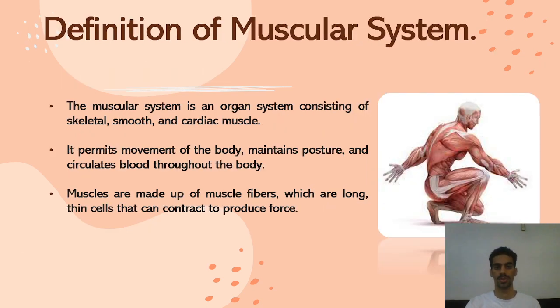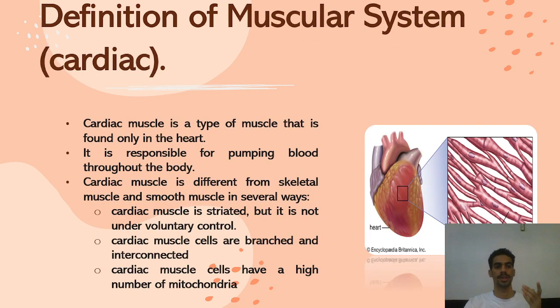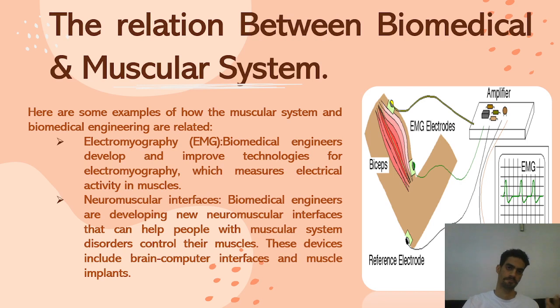So the definition of muscular: we can divide it into three types, the skeletal, the smooth, and the cardiac. Muscular system disorders such as cramps, sprains and strains, muscular dystrophy. And here is the relation between biomedical engineering and the muscular system, which is the EMG. Biomedical engineering developed the EMG, which can read the impulses in the muscles.